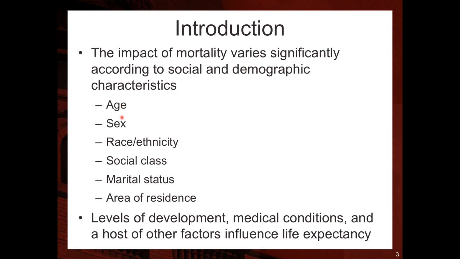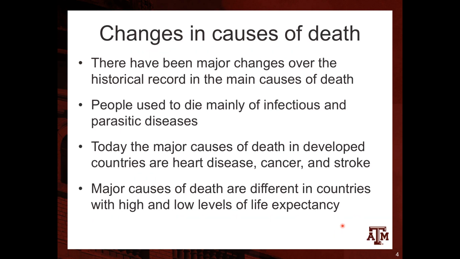So all these different factors influence mortality, and also economic development, medical conditions, and a series of other factors influence life expectancy, and we're going to talk about them throughout this lecture. So one important thing that we have been talking about since the beginning of this course is that we have been seeing throughout history some changes in the causes of death. There have been major changes in the historical record in the main causes of death. So people used to die mainly of infectious and parasitic diseases in the past. Some centuries ago, these were the main causes of death of the population.